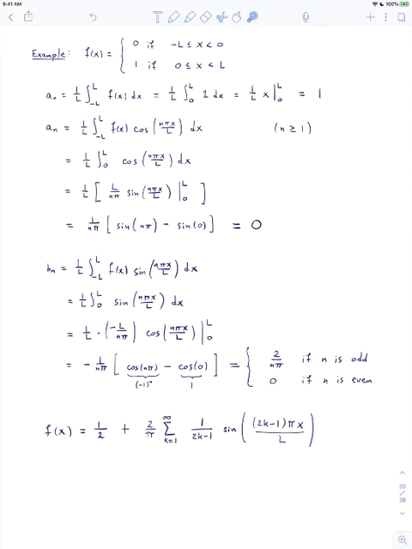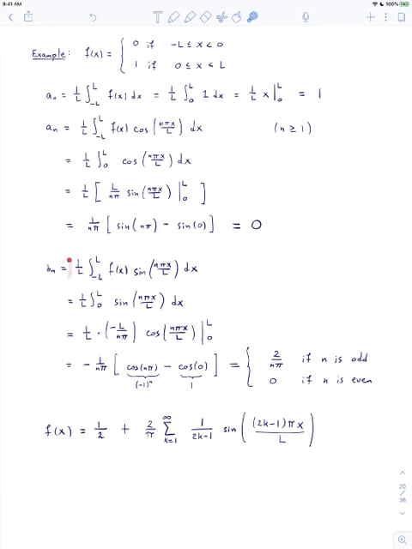Now here, when x is equal to L, you'll get sine of n pi, which is 0. And when x is equal to 0, you'll get sine of 0, which is 0. So you just get 0 minus 0, which is 0. So all of the a sub n terms go away, save a sub 0. That one doesn't go away.